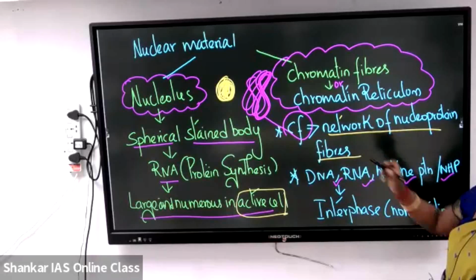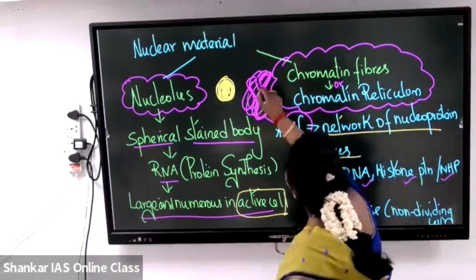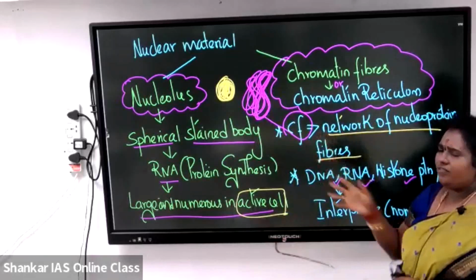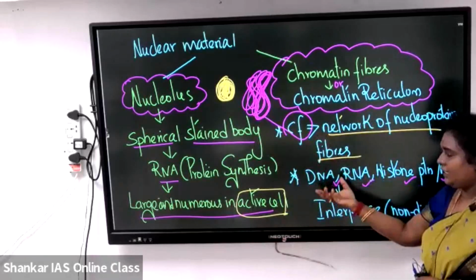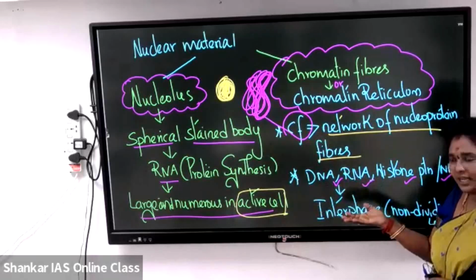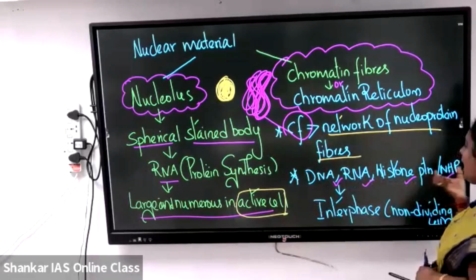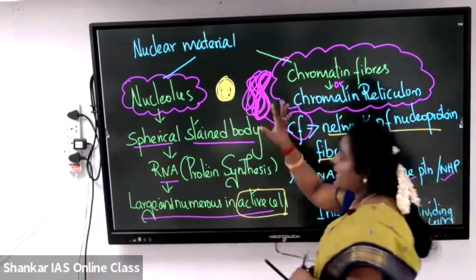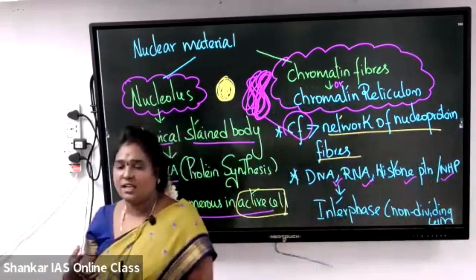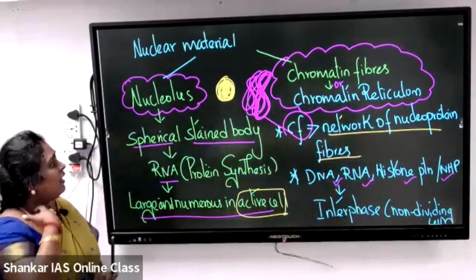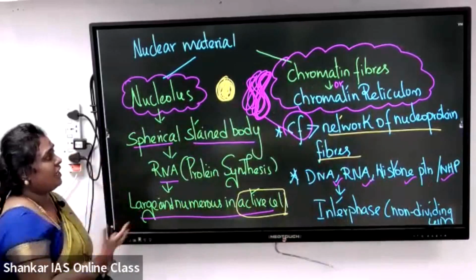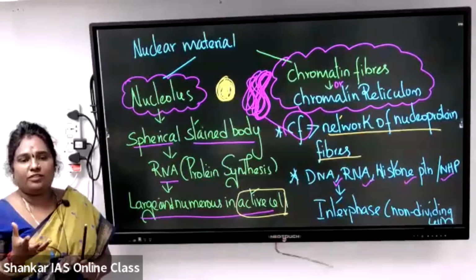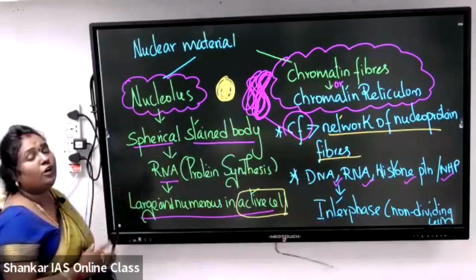So chromatin fiber, as I have drawn in a structure like this, represents the chromatin fibers. These chromatin fibers contain DNA, RNA, histone proteins and non-histone proteins. This structure, which is tangled like a wool of threads, a bundle of thread, we call it chromatin fiber. When you take a bundle of threads, that represents exactly a chromatin fiber.